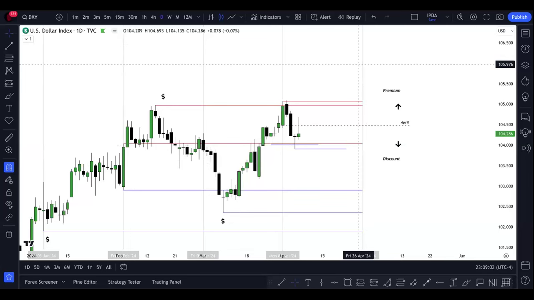SMT. Okay, SMT. What about SMT? Smart Money Tools. What about Smart Money Tools? Gold. What about gold? I've got to do one thing at a time.